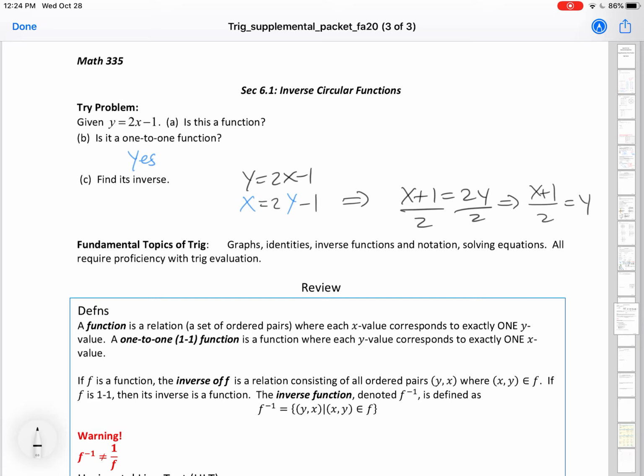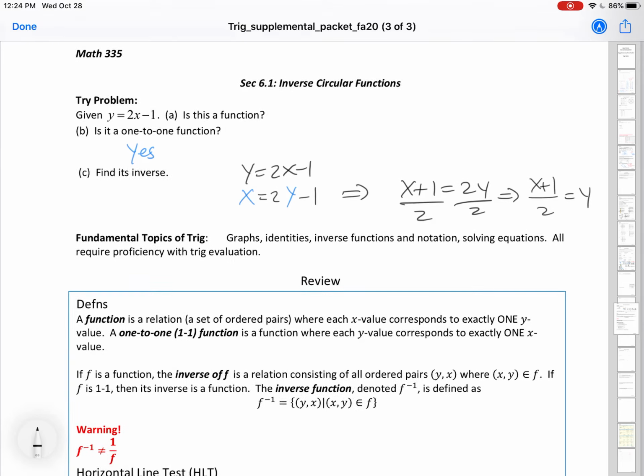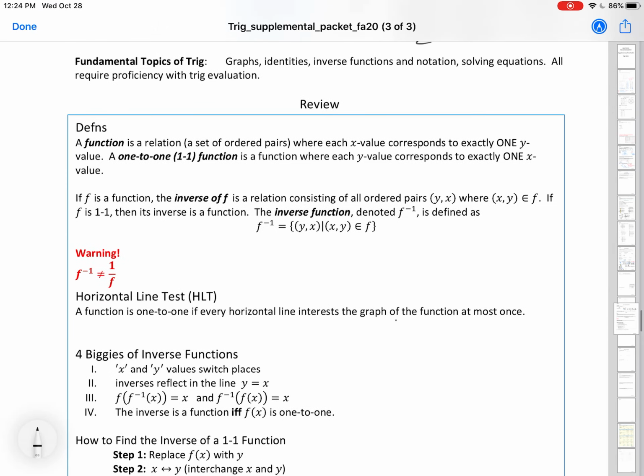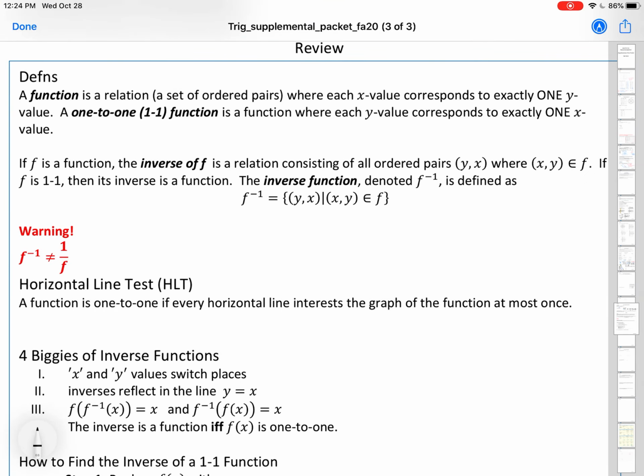Here, we won't be really finding inverses, but we need to have this idea of things being one-to-one. So let's do some review. A function is a relation, a set of ordered pairs, where each x corresponds to exactly one y value. A one-to-one function is where the y value corresponds to exactly one x value, so the reverse process is the same. If f is a function, the inverse of f is a relationship consisting of pairs (y, x), where (x, y) is in f. If f is one-to-one, then its inverse is a function.